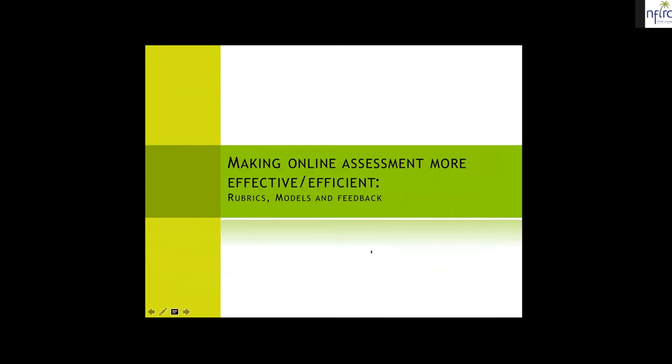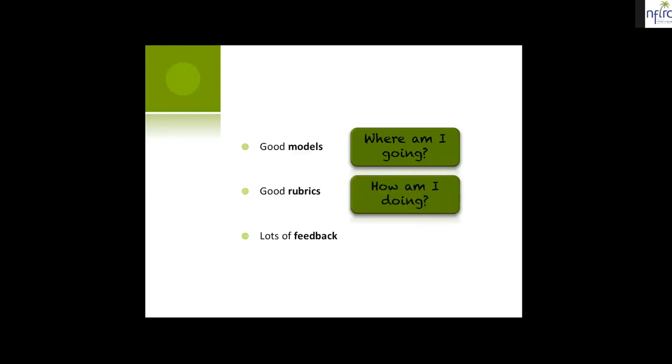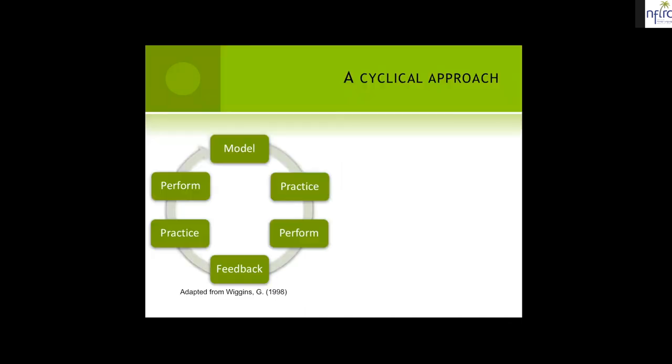I suggest that we focus on rubrics, models, and feedback, those three things. So let me talk about that. We need good models, we need good rubrics, and we need lots of feedback. The models will allow the students to understand where they're going. The rubrics will allow them to know how they're doing, and the feedback will allow them to know what they need to do next. And think about using these three tools, models, rubrics, and feedback, in a cyclical way, following a cyclical approach.